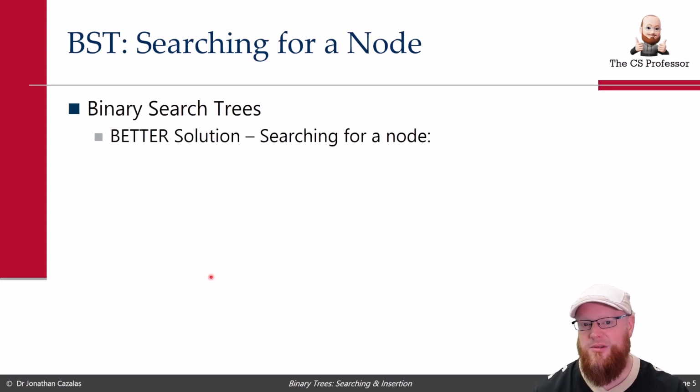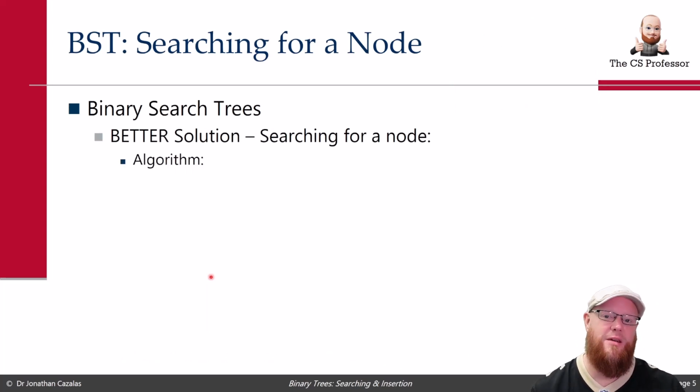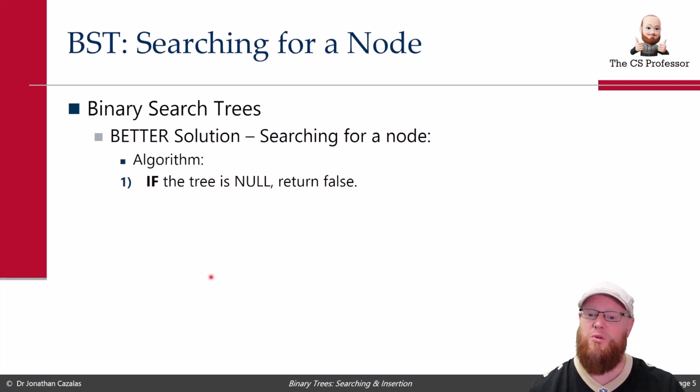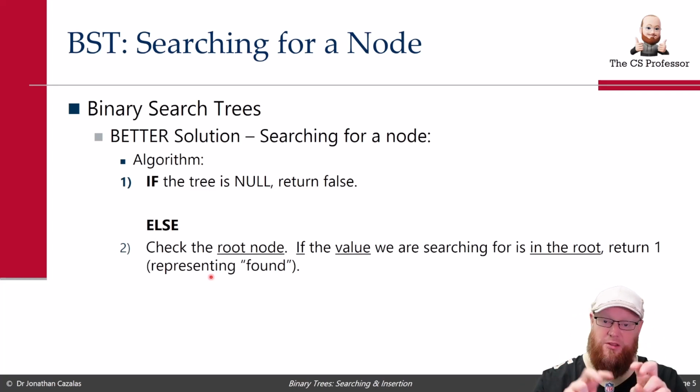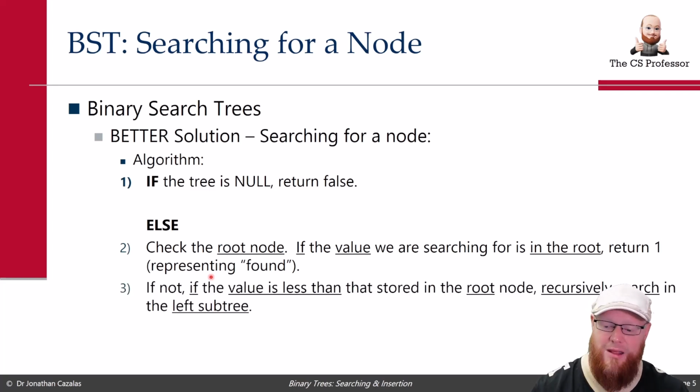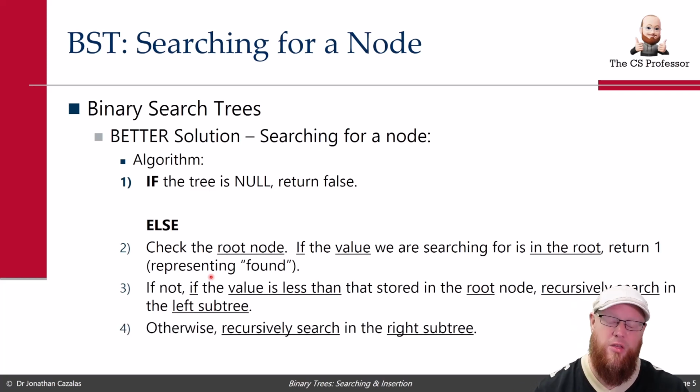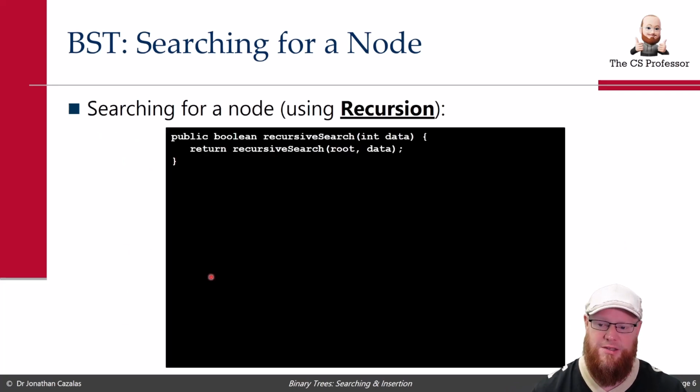Here, I say better solution. I like recursion, but here is another solution where it's going to be recursive. If the tree is null, return false. Else, check the root node, the root being the root of whatever subtree you're at. If the value we're searching for is in the root, we could return 1, or we could return its address as we just saw. But if it's not in the root, if the value we're looking for is less than the root, we're going to recursively call the left subtree. Otherwise, we recursively call the right subtree. So here is the recursive solution.